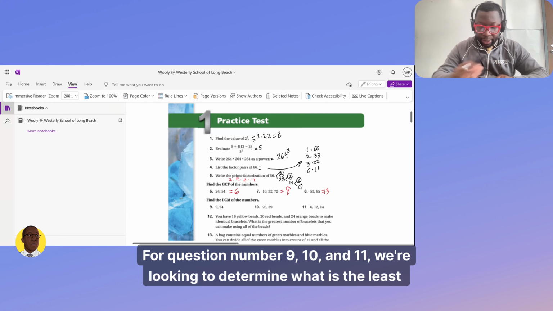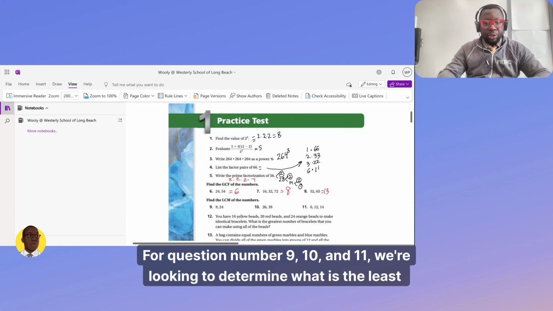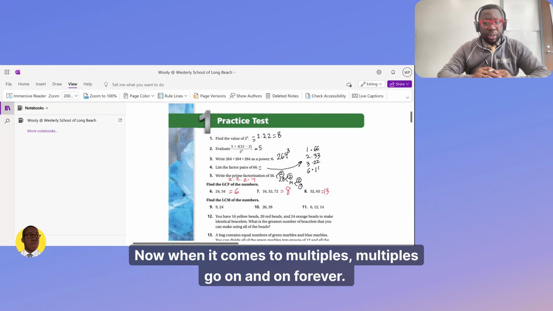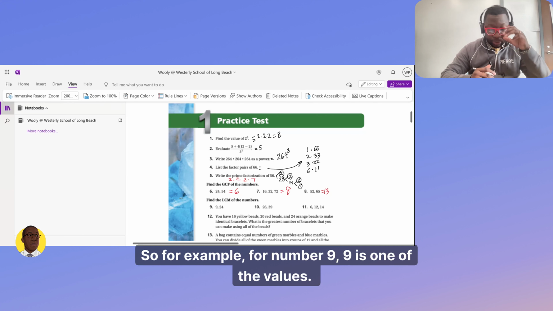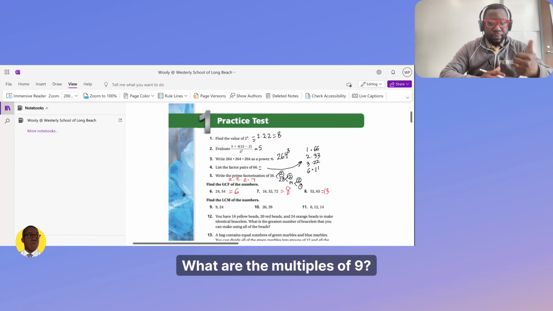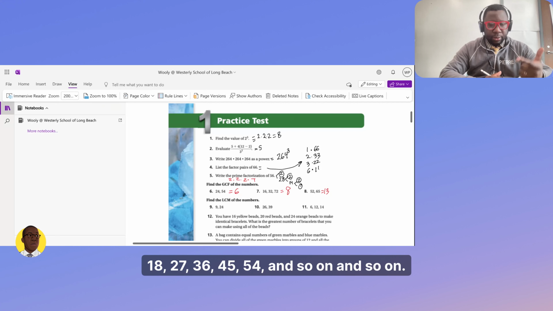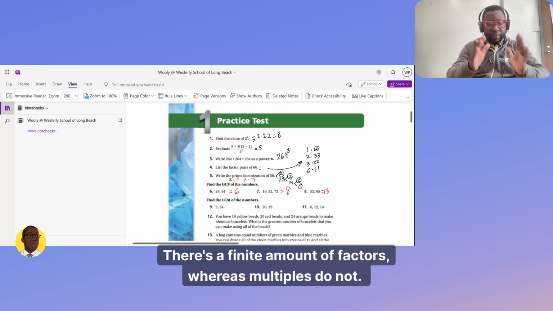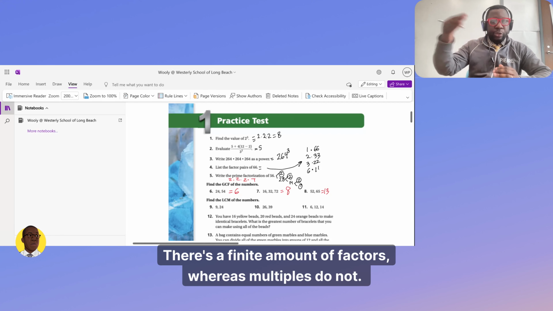For question number 9, 10, and 11, we're looking to determine what is the least common multiple. Now, multiples go on and on forever. So, for example, for number 9, 9 is one of the values. What are the multiples of 9? 9, 18, 27, 36, 45, 54, and so on and so on. Remember, factors stop. There's a finite amount of factors, whereas multiples do not.